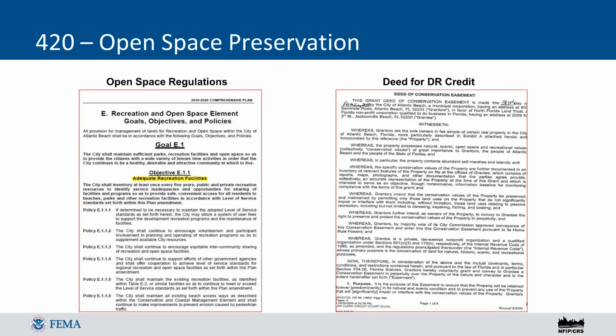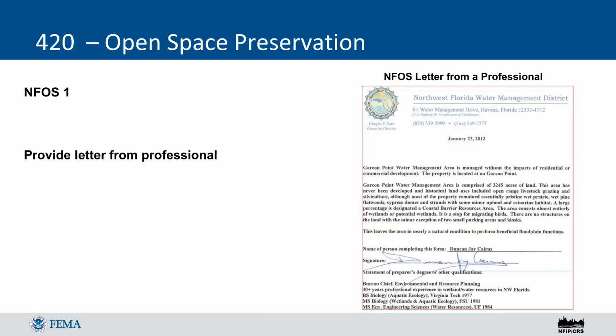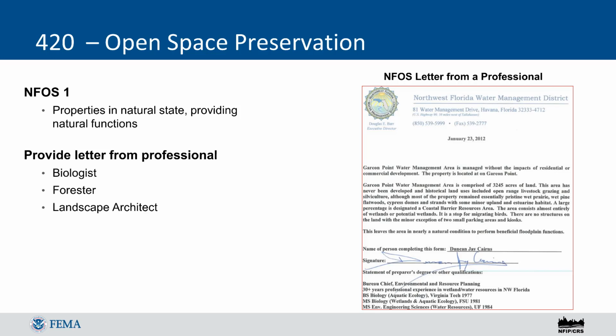Activity 420 may also require other documentation. If your properties are considered open space because of regulations or laws, we'll want to see what those regulations are. If you're getting additional credit for properties that are deed restricted, we'll need to see the deeds for DR credit. And if you're trying to get the extra credit for properties that are in their natural state and providing natural functions, that's NFOS 1. We'll need a letter from a professional biologist, forester, or landscape architect, someone with expertise in that field.